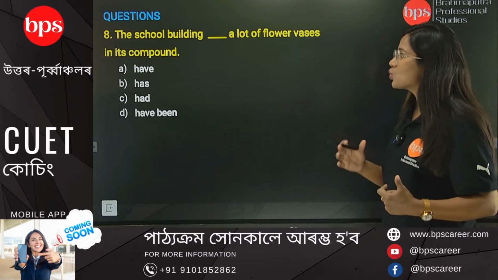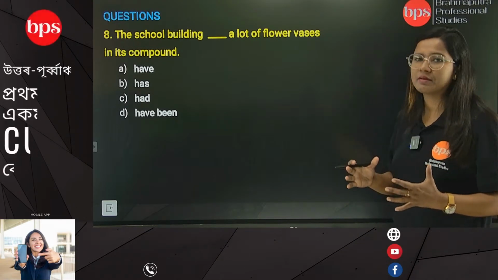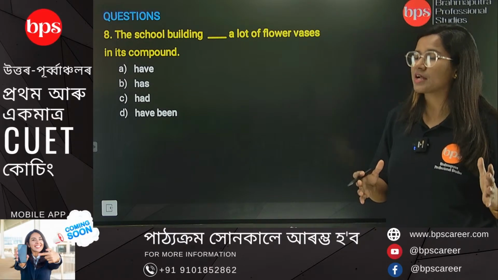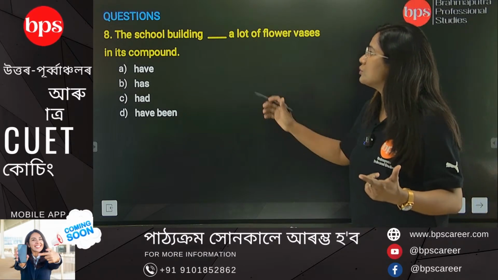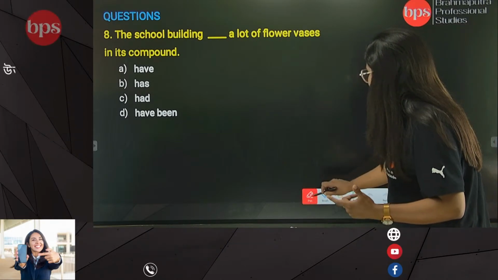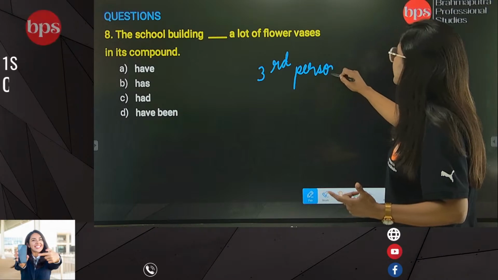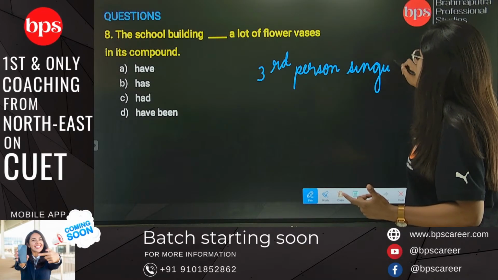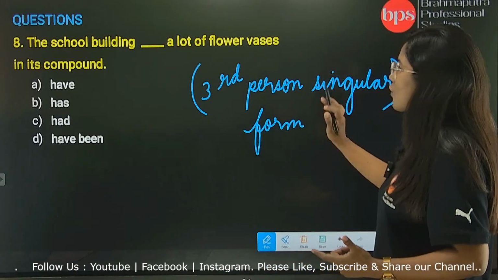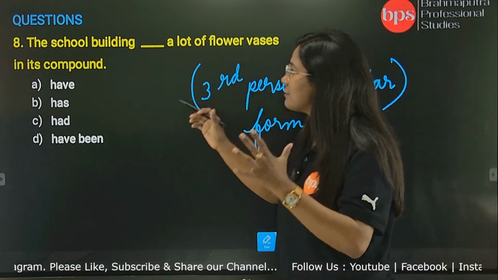Question number 8. The school building dash a lot of flower vases in its compound. For example, in your school building you have a lot of flower vases. Now you need to think about which verb will be put here. Whenever there is the third person and it is also in the singular form, we will always put has. Here the school building is an individual or singular form.